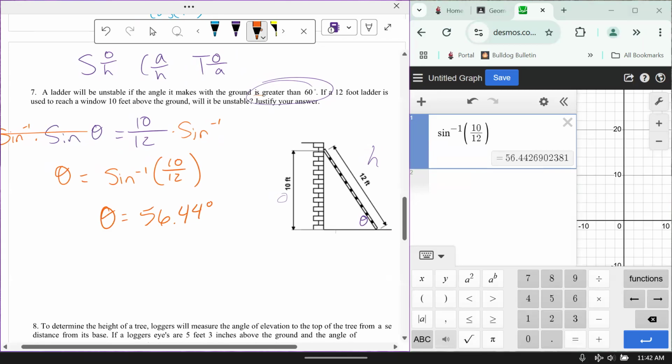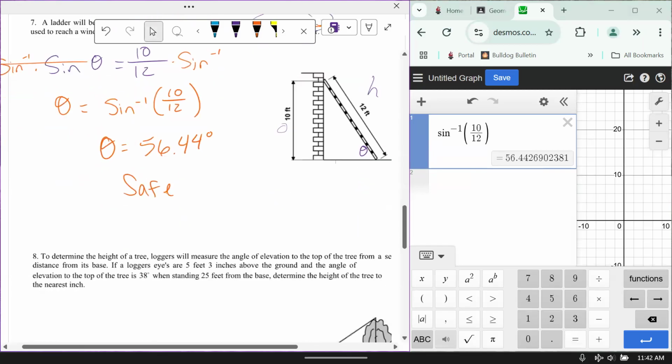Okay, so if it's greater than 60, it's unsafe. So right here we are safe because it is less than 60.